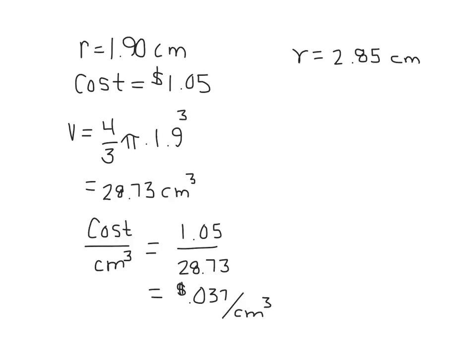So now, if we can find the volume of our new sphere using the same formula, then we know the cost of each of those cubic centimeters. We'll be able to determine the cost of manufacturing that sphere. So again, it'll be 4/3 times pi times our radius cubed. And that gives us a volume of about 96.97 cubic centimeters.